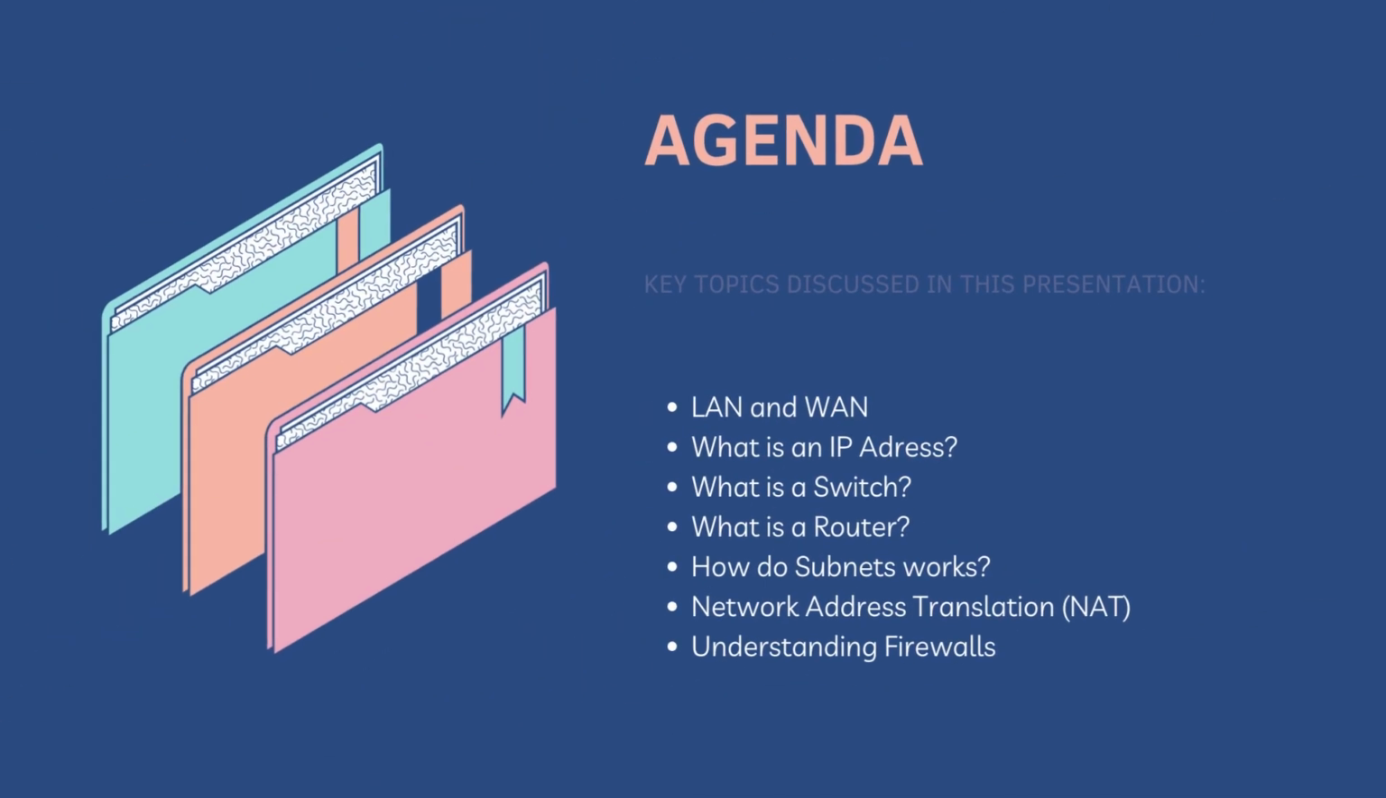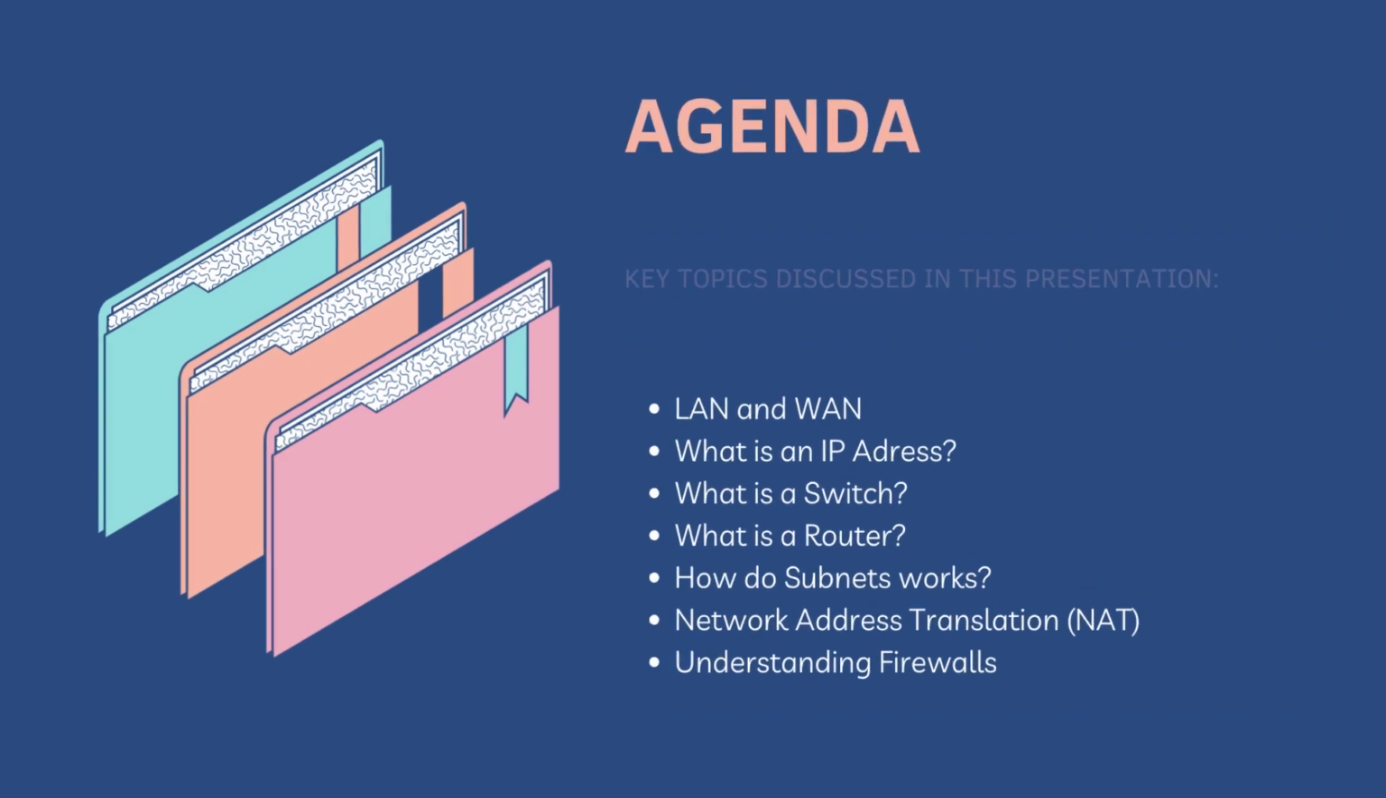Our agenda, where we cover multiple hardware elements and topologies of how these network setups work, let us look at the things we will be covering today in my discussion. First, LAN and WAN. Next, what is an IP address? What is a switch? What is a router? How do subnets work? Network address translation and understanding firewalls.